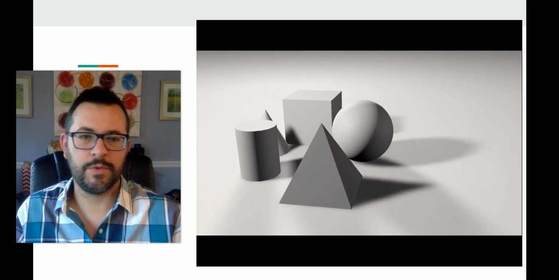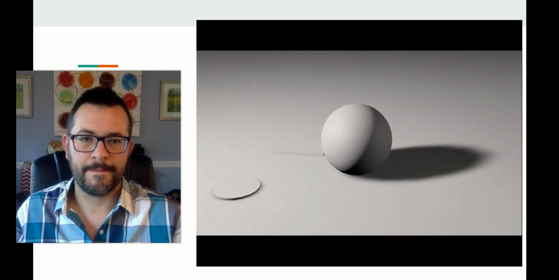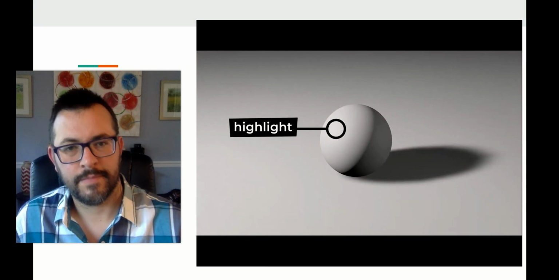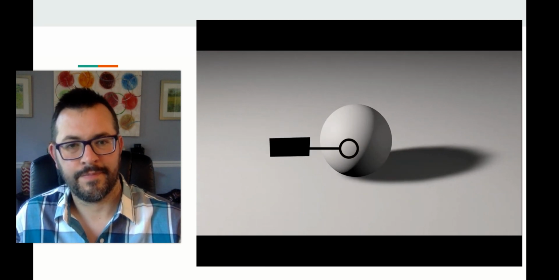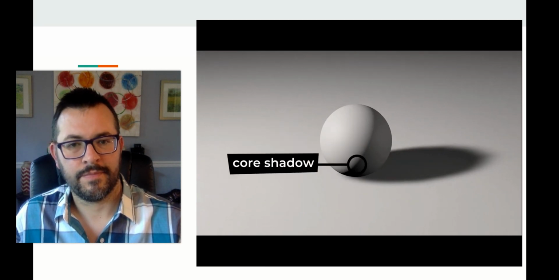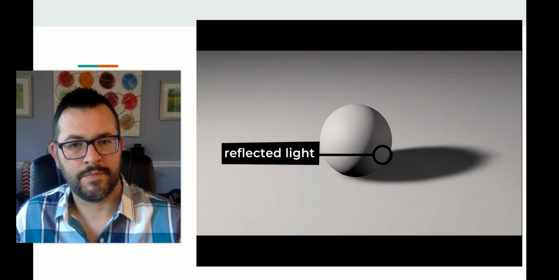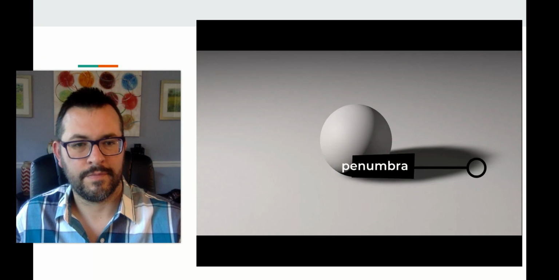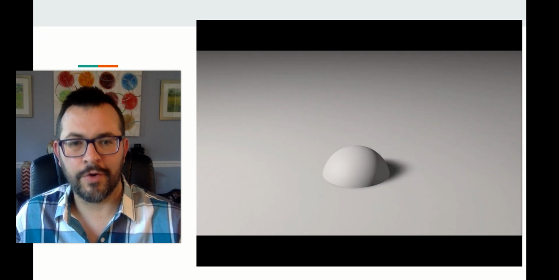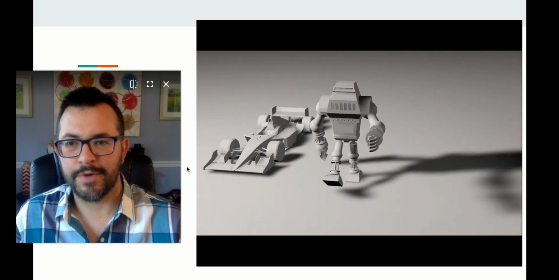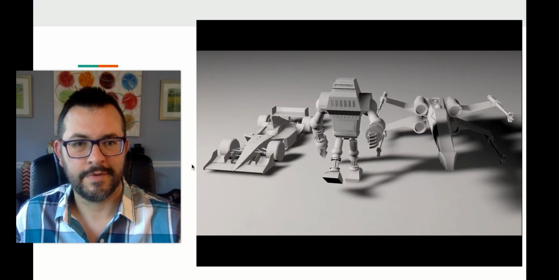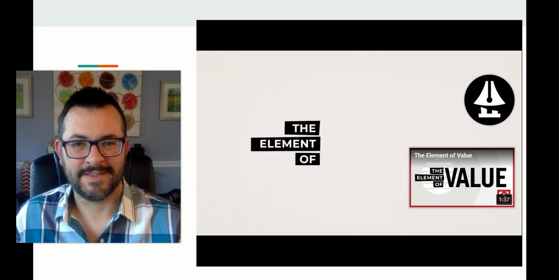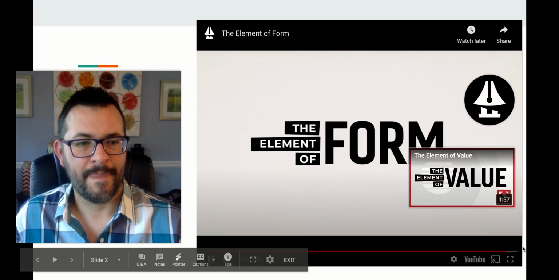There's even fancy terms to describe the quality of light on these forms, including the highlight, transition, core shadow, reflected light, umbra, and penumbra. By deconstructing complex forms into these solids, artists can learn to depict anything the eye can see. And that is why the element of form is an essential element of art.